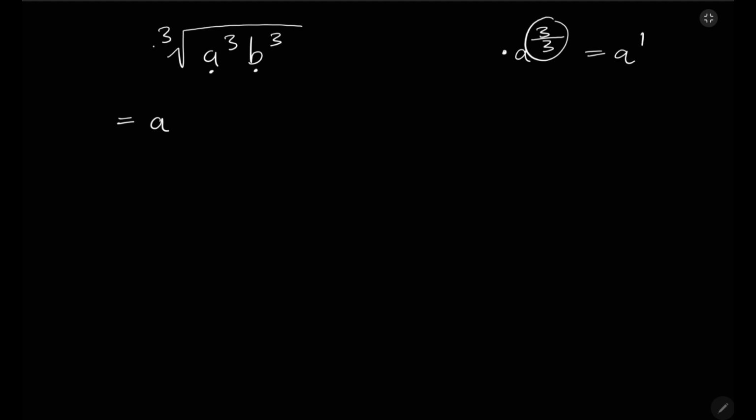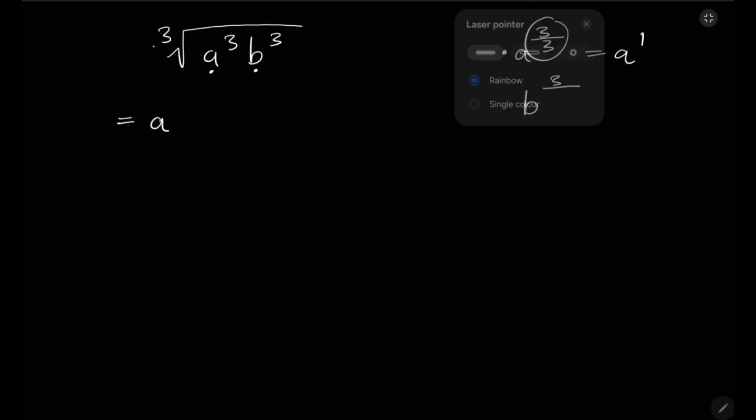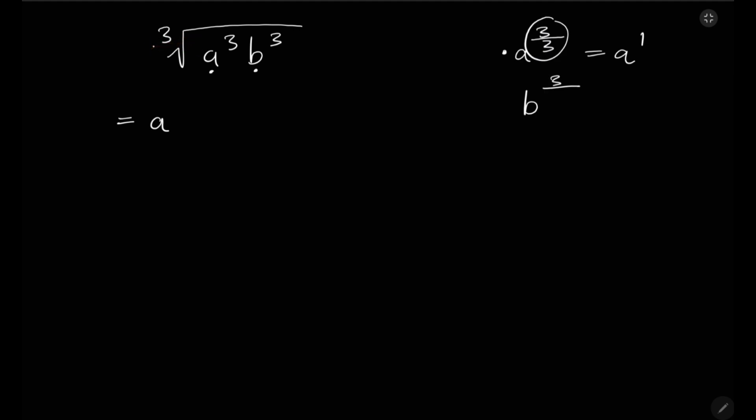Let's move to our second variable. We have b. What is our inner? 3, over your outer, which is 3. So this is 3 over 3. What is 3 over 3? It's 1. So you write your answer here, b. You don't have to include the 1. And that is how we deal with square roots and cube roots. Now let's do a few examples.